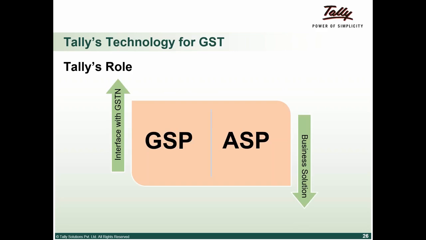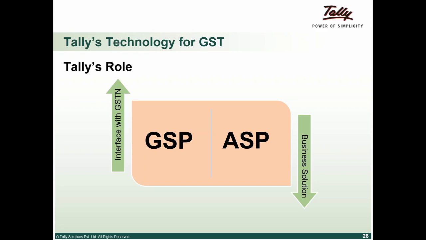Tally's role, again, is at a very, very nascent stage, so nothing has been firm or progressed yet. I'm just giving you an idea. One is the GSTN, which is the government server. In the previous slides we saw how the GSP plays the role of a gateway. Now this GSP interfaces with the GSTN, and ASP is application service provider. If you can relate to ASP, then Tally is an ASP. We also want to be a GSP.